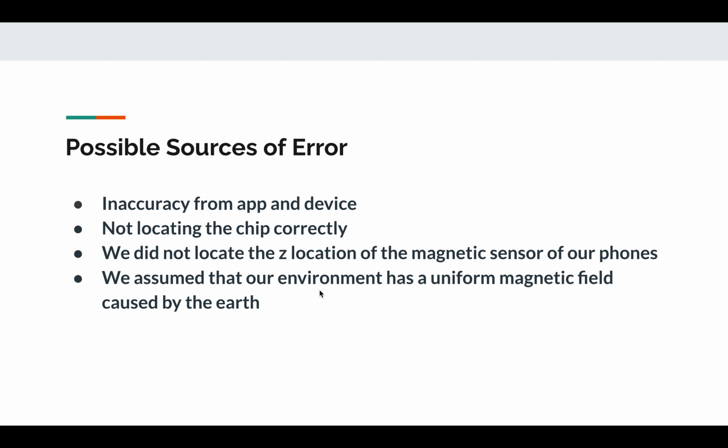And we also assume that our environment is a uniform magnetic field, which it is not. It might be fluctuating. It might be changing all the time.